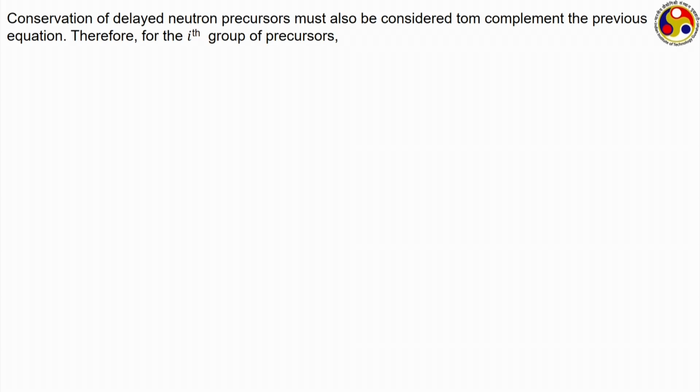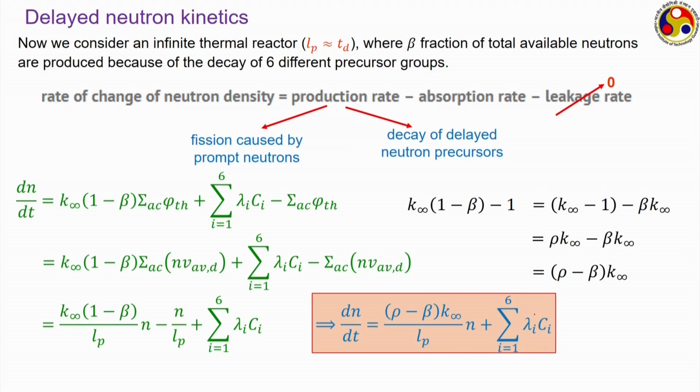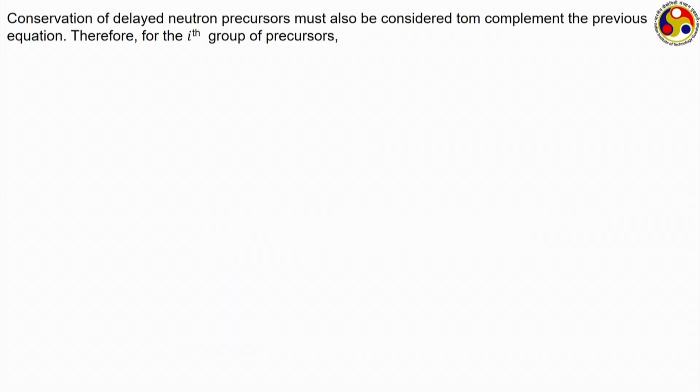Now, conservation of the delayed neutron precursors must also be considered, because here this C term is unknown. While the others are generally properties, we also need to know this C, and that is possible only if we consider conservation of these delayed neutron precursors.